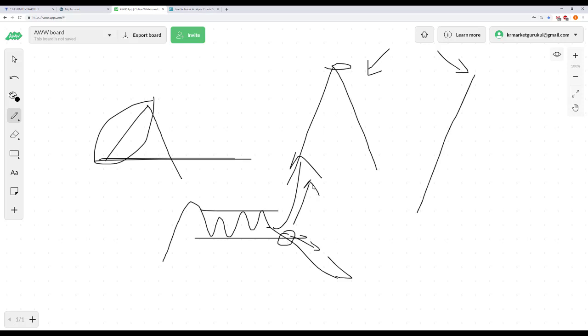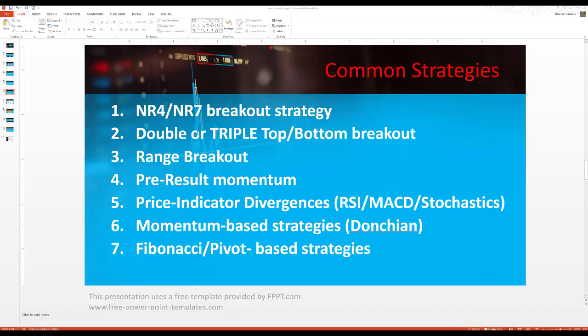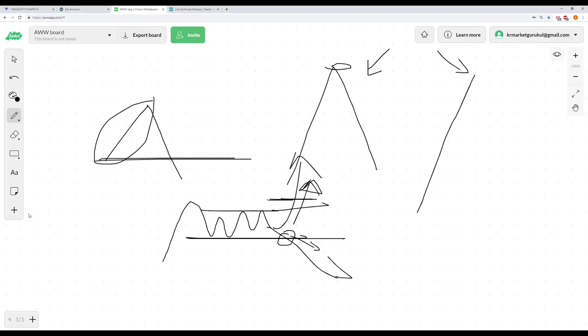So after the breakout you can enter a buy over here. Your stop loss would be below this zone, and then you need to ride the stock. Right. Then there is the double or triple bottom. This is the most common pattern that people use. What is the important thing about that is that I'll just.